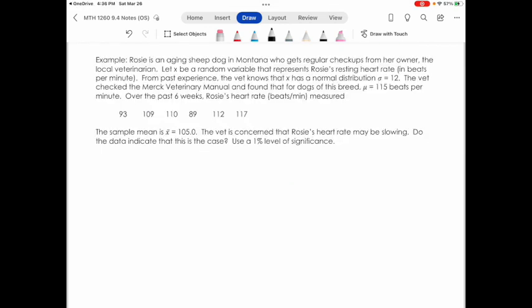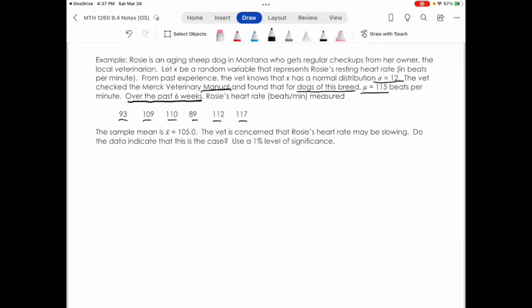All right, in this first example, it talks about Rosie, who's a sheepdog. She gets regular checkups from her owner in the vet, and the vet is concerned that her heart rate is slowing down. Based on the vet manual, dogs of this breed should have a mean of 115. And then she also knows from past experience that the population standard deviation is 12. And so the vet is concerned her heart rate is slowing down.